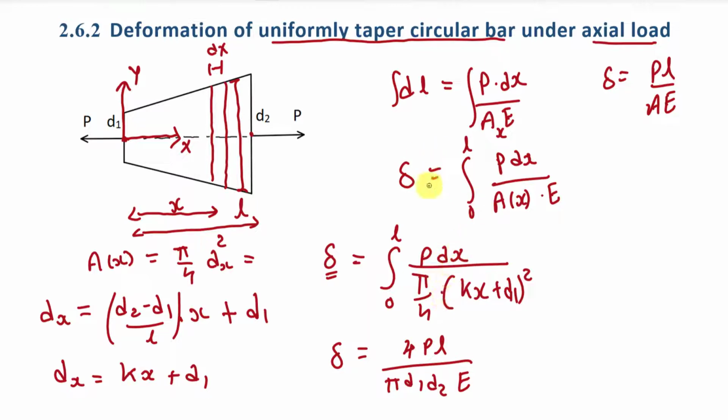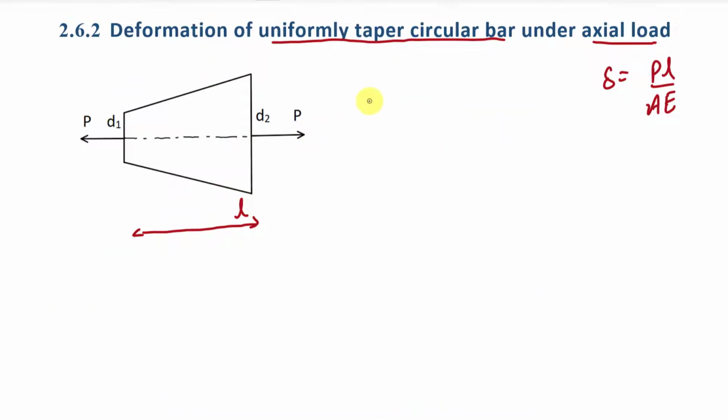So here I just derived the equation of deformation for a uniformly tapered circular bar under axial load. Here you can directly remember this equation. You don't have to remember this derivation, okay? So finally we have the value of deformation delta equal to 4PL divided by pi d1 into d2 into E.